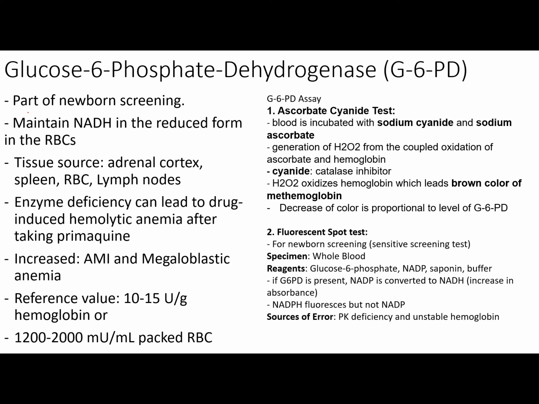Now, G6PD, class, is part of newborn screening. Very important, class, in your RBC structure. Now it maintains NADH in the reduced form in the RBC. Tissue source is the adrenal cortex, the spleen, the RBC, and the lymph nodes. Now, enzyme deficiency, class, can lead to drug-induced hemolytic anemia after taking primaquine.